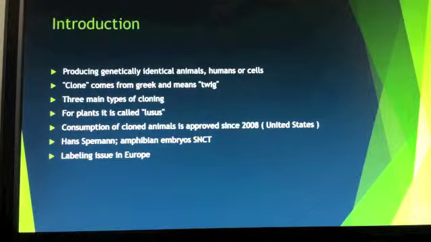Cloning is to produce a genetically identical copy of an organism. The word clone comes from the Greek and means twig, because a twig is able to grow roots and turn into an independent plant. The first successful cloned animals were frogs in 1928. There are three main types of processes used to clone, which we will discuss later. In Europe and other Western countries, there have been some issues concerning the ethics of cloning. However, the consumption of cloned animals has been legal in the United States since 2008.